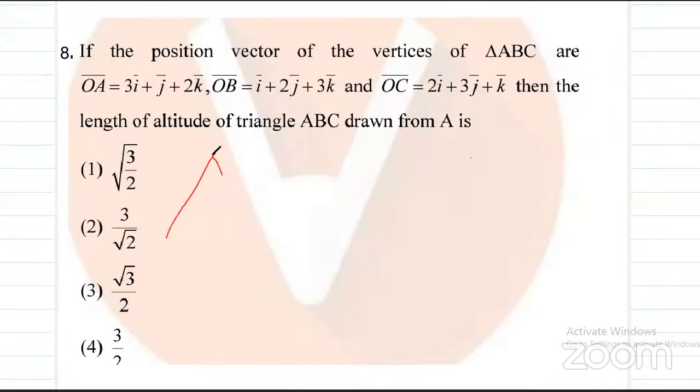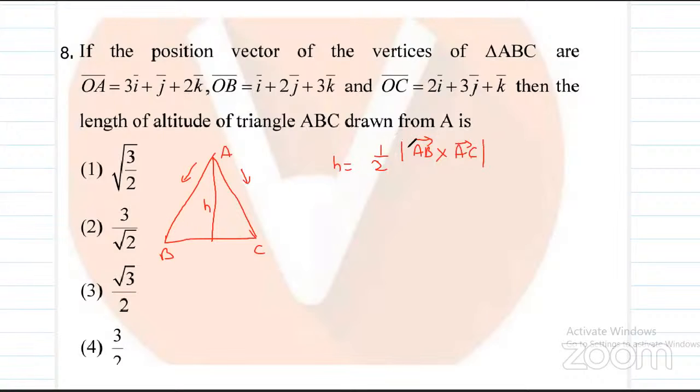So there is a triangle ABC. The length of an altitude is drawn from A, and this is H. And this H is given, in a simple way, using a cross product, by half into AB vector cross AC vector. When you do the cross product, you will get another vector. If you take the modulus, divided by, so again half into the base, the modulus of the base, that is BC vector. This will give you this height length.